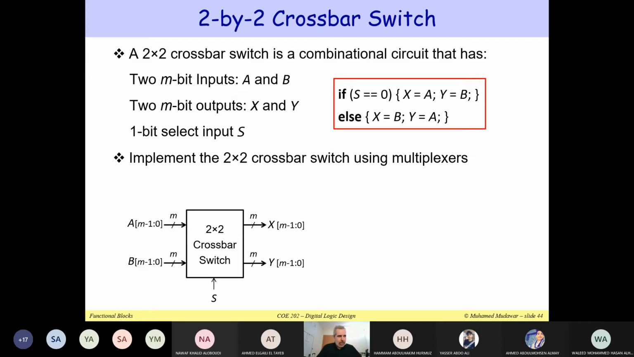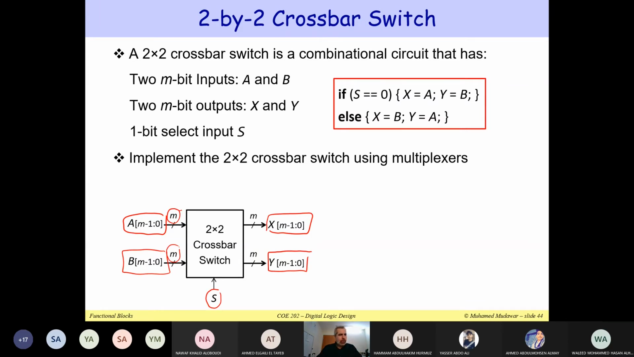So what is a crossbar switch? A crossbar switch is a combinational circuit. It has two inputs, A and B. These are the inputs here. Now, A consists of M bits and B consists of M bits. You can decide on M, it can be any number of bits. And it has a select input, which is just a 1-bit selection. And it has two outputs, X and Y. X and Y consist of M bits.